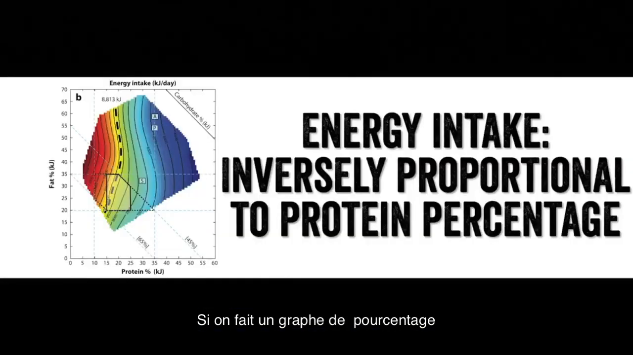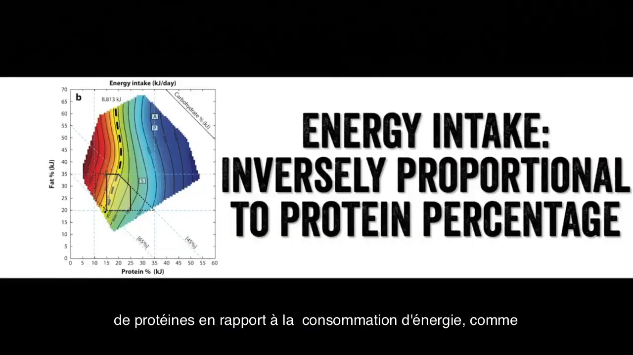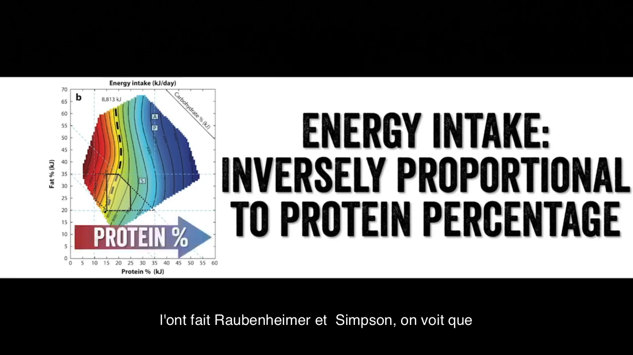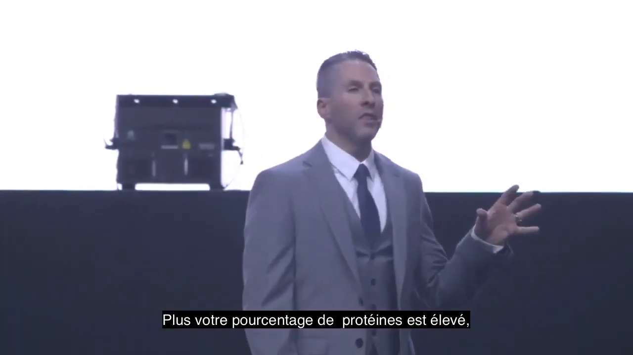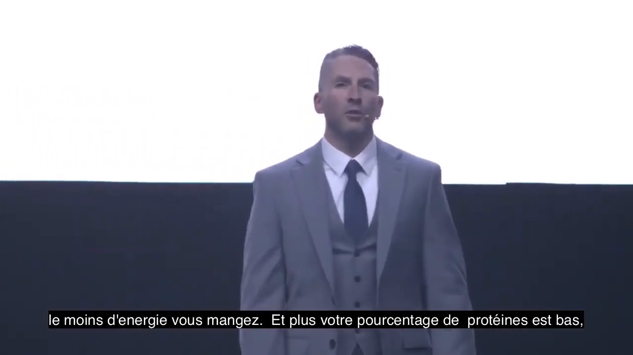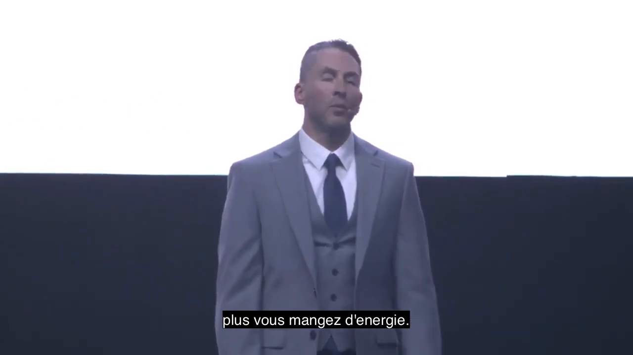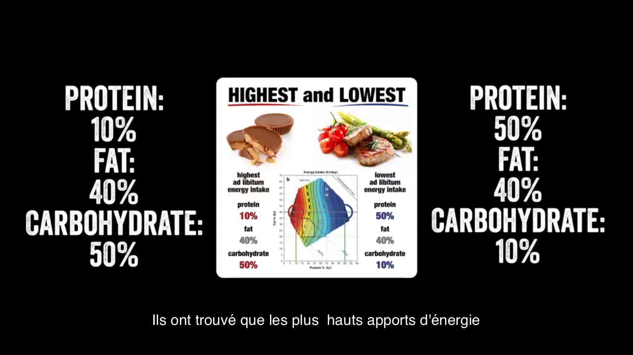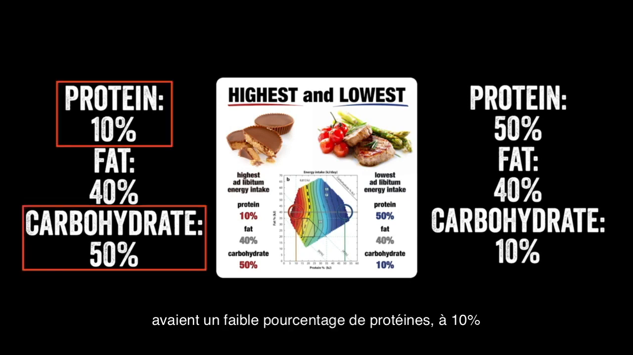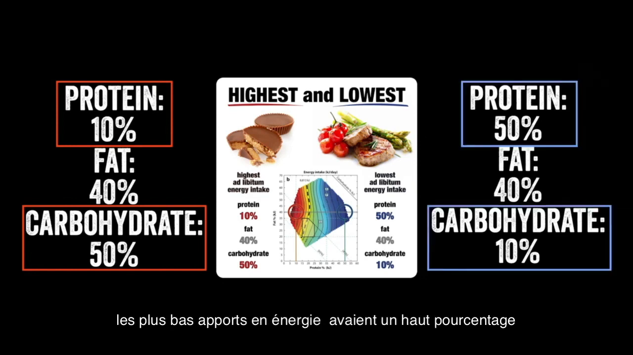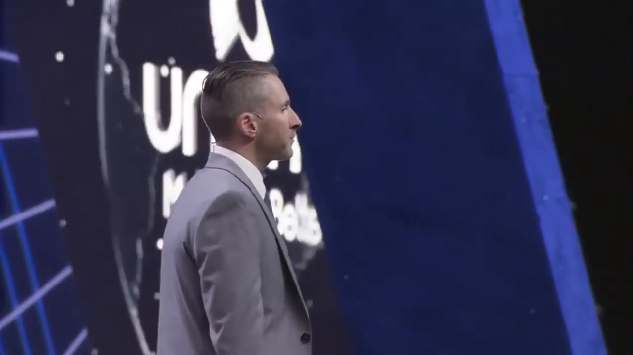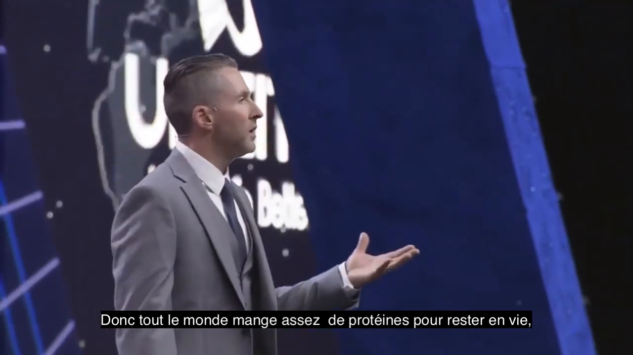When you graph out protein percentage on an energy intake heat map, like Raubenheimer and Simpson did, you see that protein is on the x-axis here, protein percentage. The higher your protein percentage, the less energy you eat, and the lower your protein percentage, the more energy you eat. They found the very highest energy intakes at a low protein of 10% and a high carbohydrate of 50%. And they saw the very lowest energy intakes at a high protein intake of 50% and a low carbohydrate intake of 10%. So everyone's eating enough protein to be alive.